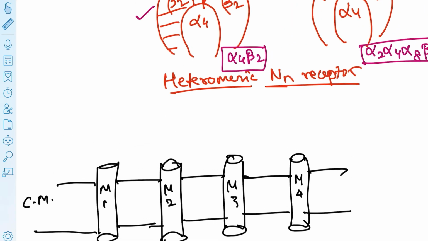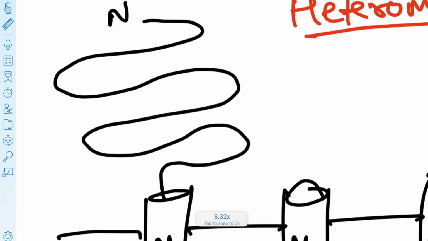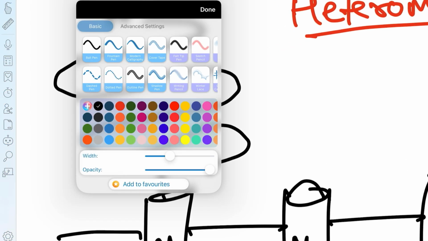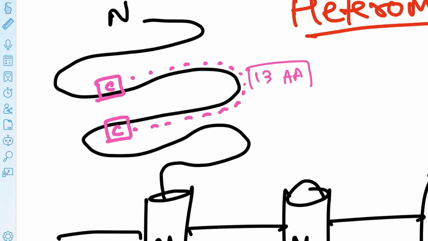Okay, I need some space here. So basically it has a very long N terminal domain, and the N terminal domain has 2 certain amino acid residues. Okay, so let me draw in a different color. So it has 2 cysteine residues present at a certain region in the N terminal, and they're basically separated by 13 amino acid distance. So they are 13 amino acids far from each other.